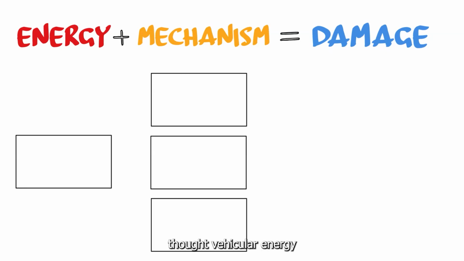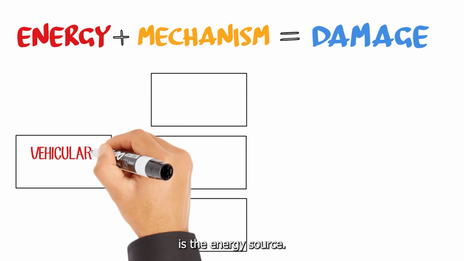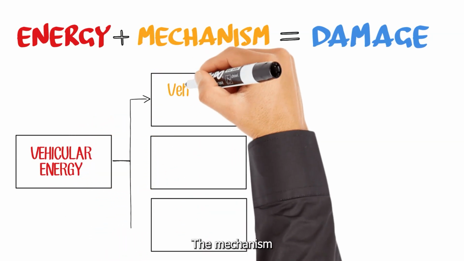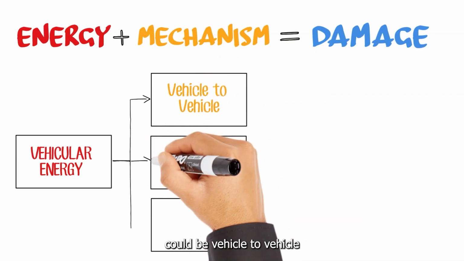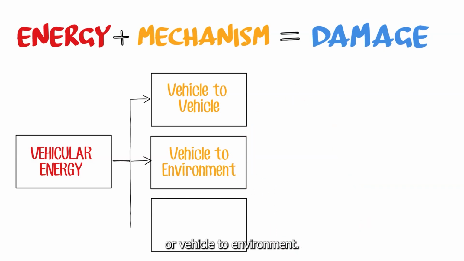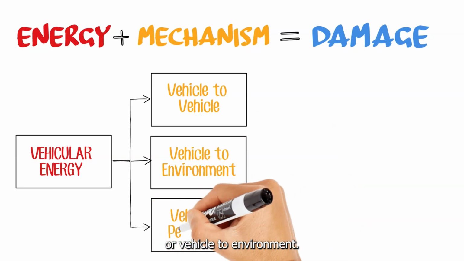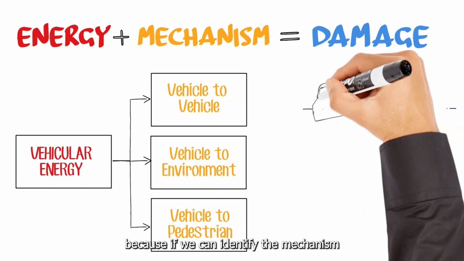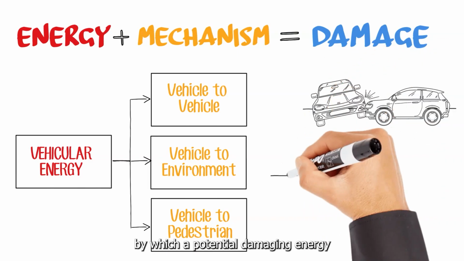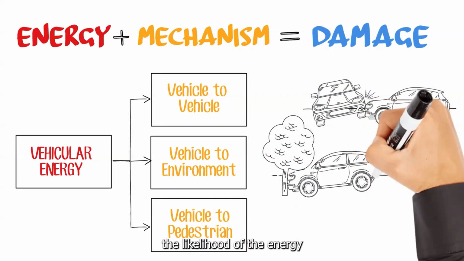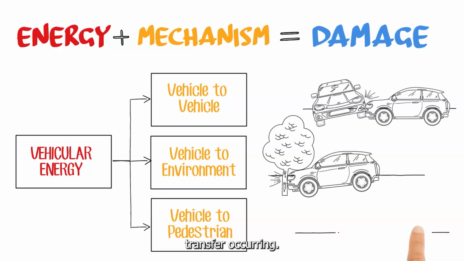For example, though vehicular energy is the energy source, the mechanism could be vehicle to vehicle or vehicle to environment. This is an important understanding because if we can identify the mechanism by which a potential damaging energy transfer could occur, we can take steps to prevent the likelihood of the energy transfer occurring.